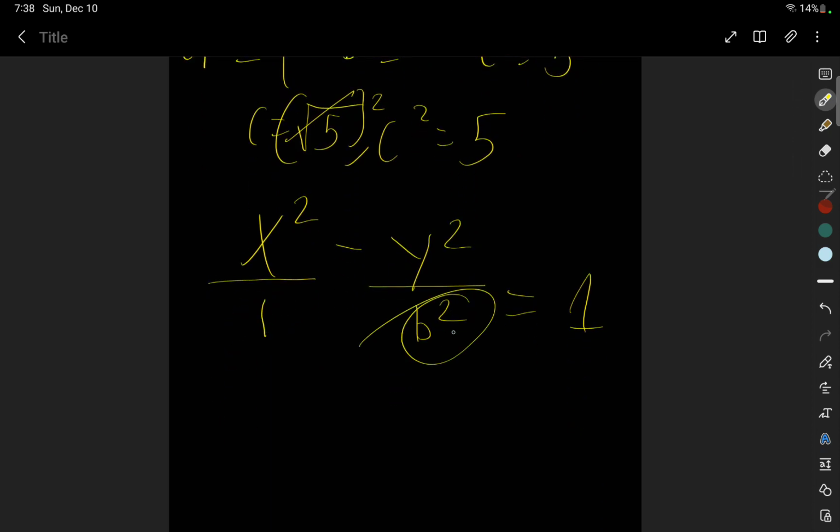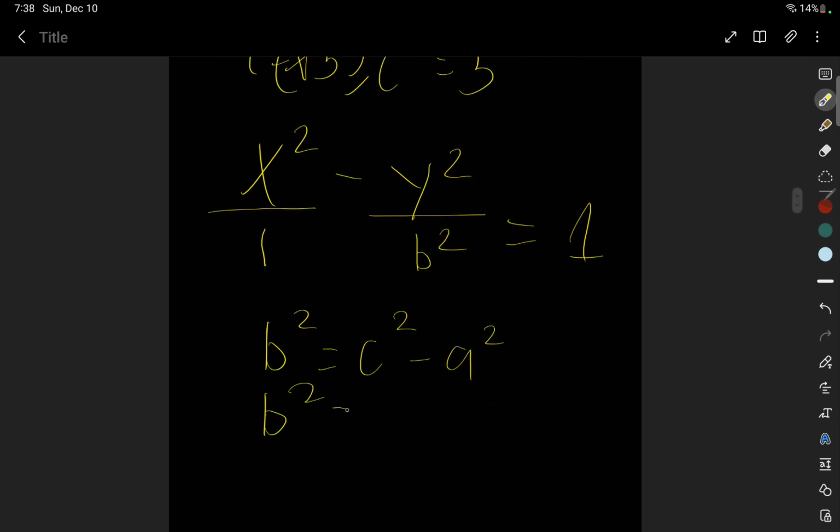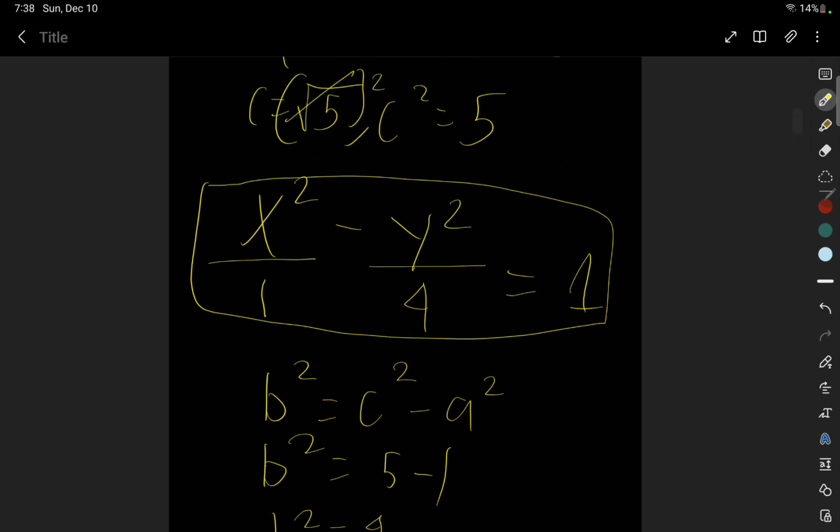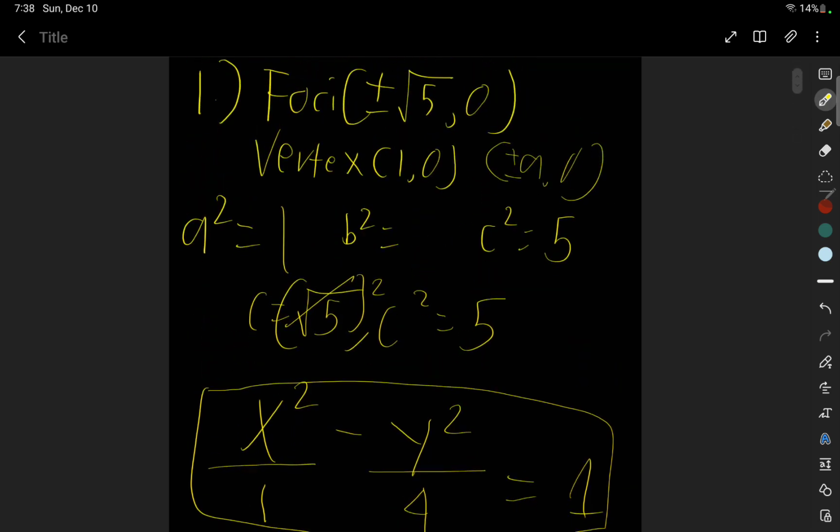And to solve for B squared, very simple. Ang B squared natin is equal to C squared minus A squared. Then the B squared is equal to 5 minus 1, with B squared equal to 4. So that is your standard equation for number 1 with center at the origin.